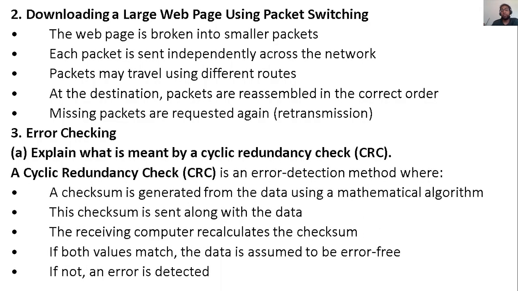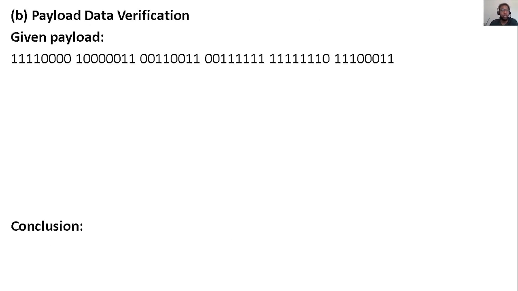Explain what is meant by CRC, a cyclic redundancy check. It basically generates a checksum, that means using some algorithm. The algorithm could be counting the number of ones. The checksum is sent along with the data. It is added to the trailer, as the packet has three parts: header, payload, and trailer. So the checksum is added to the trailer. The receiver computer recalculates the checksum from the payload, and if the sender's checksum and the receiver's checksum are the same, this means there is no error.